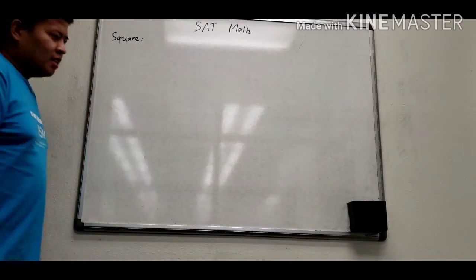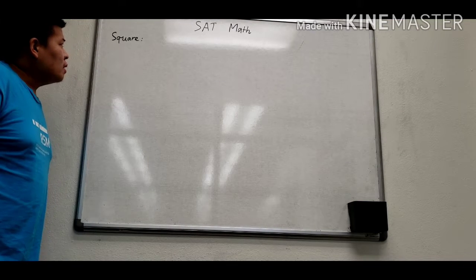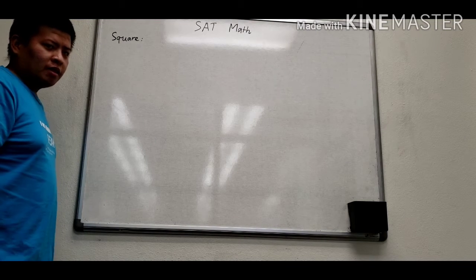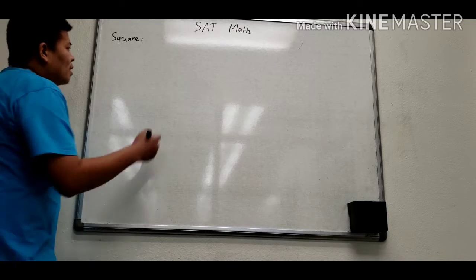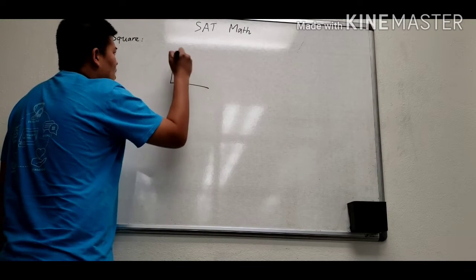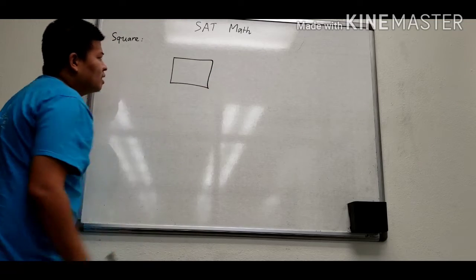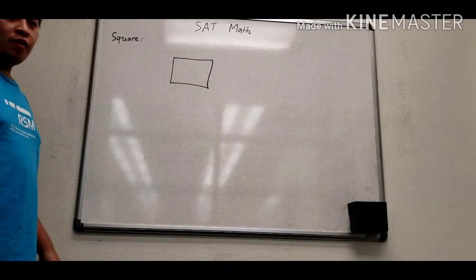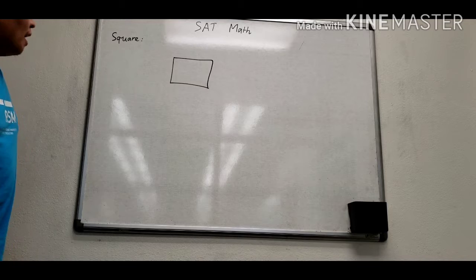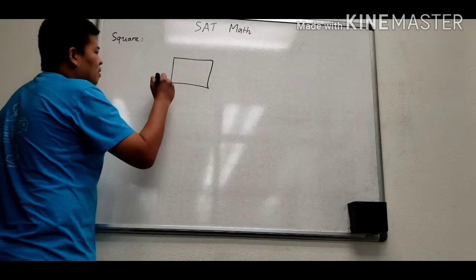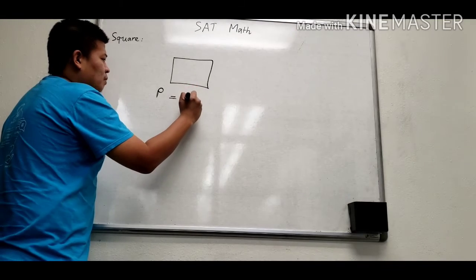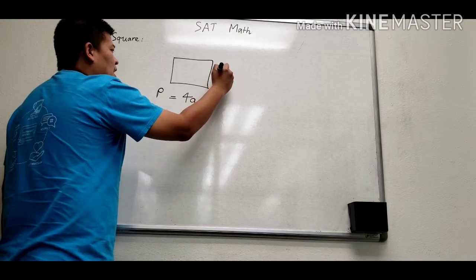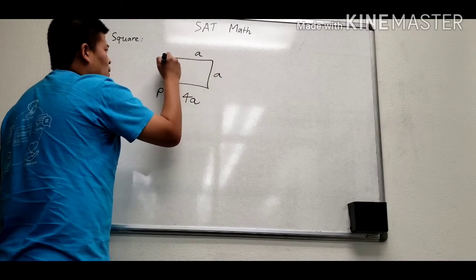Hello everybody. Today I will talk about the square. This is so important for SAT math geometry. We know the square will be like this. This is the basic figure of the square, and we will learn about perimeter. Again, the perimeter of the square is 4a, where a is the side of the square.